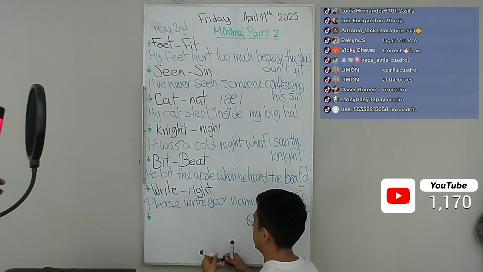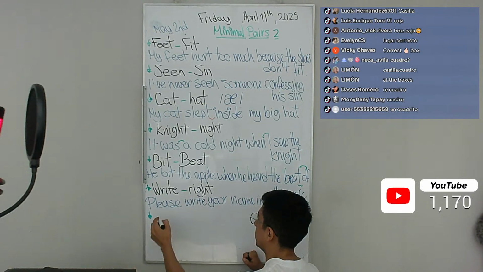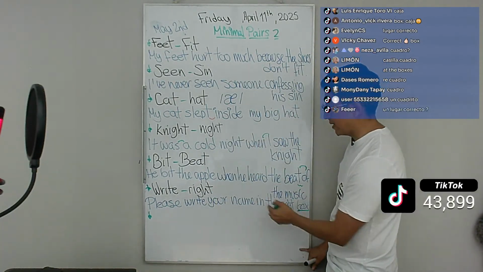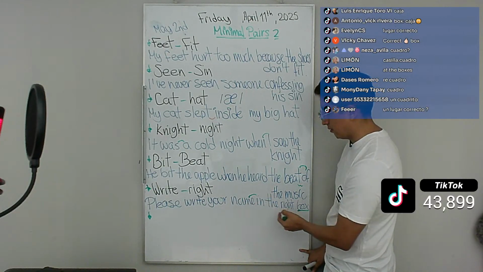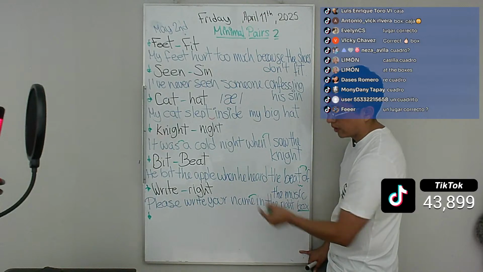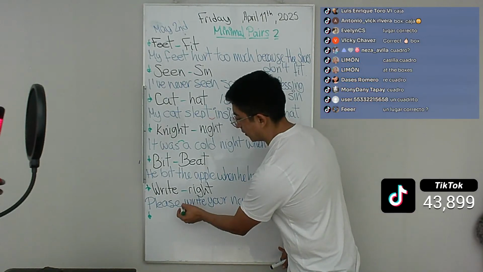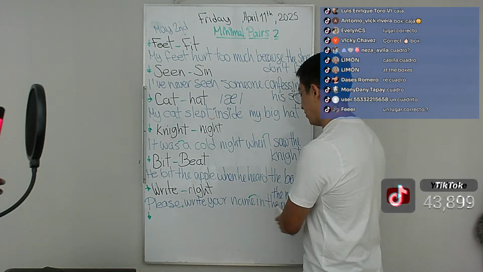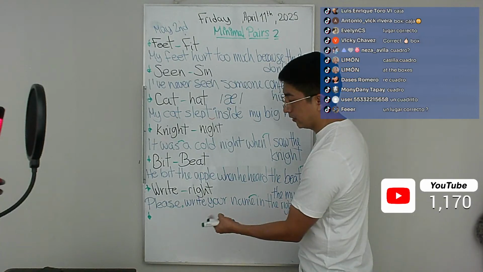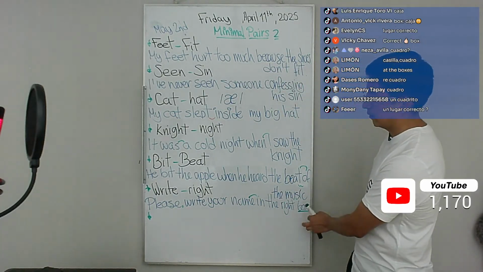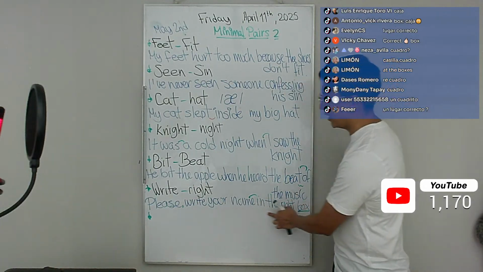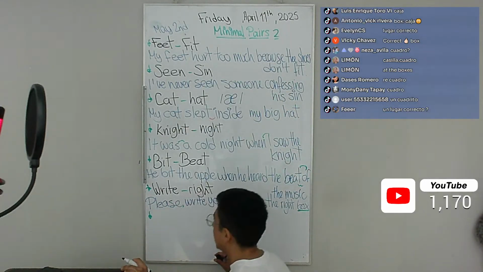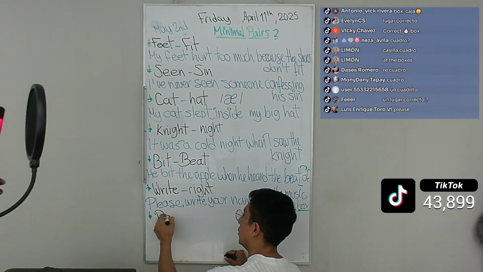Okay, next one. We didn't practice the pronunciation. Please write your name in the right box. Name in. This is the only one that we're going to connect. And yeah, we're going to put a comma here after in. Okay, listen and repeat. Please write your name in the right box. Again, please write your name in the right box. Okay, very good. Now let's continue with these two words.